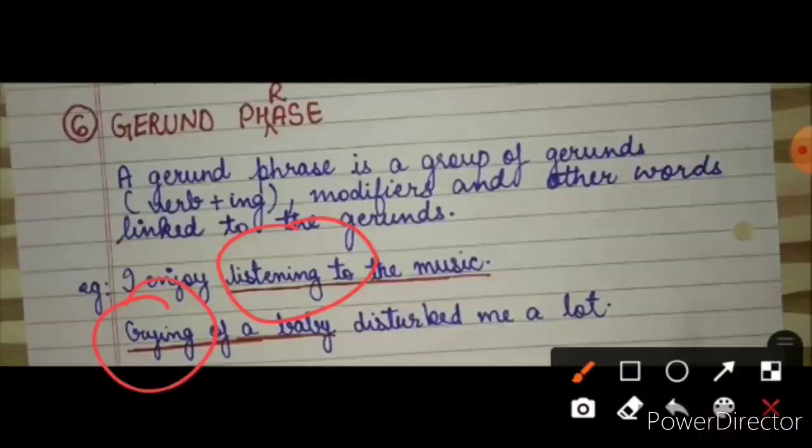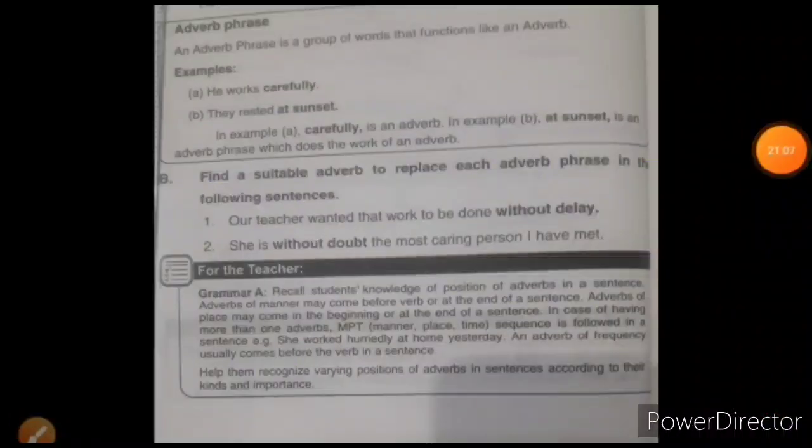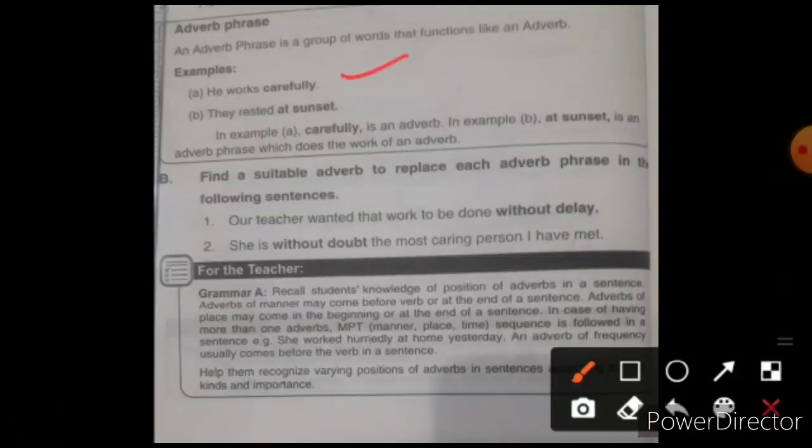Okay, now back to the exercise, and here we have an adverb phrase. He works carefully. So this is a simple adverb, and this rested at sunset. Now, at sunset is a group of words and it is an adverb phrase. Now they are saying in the next section that you are supposed to replace an adverb phrase with an adverb.